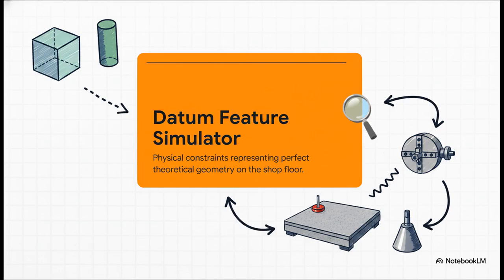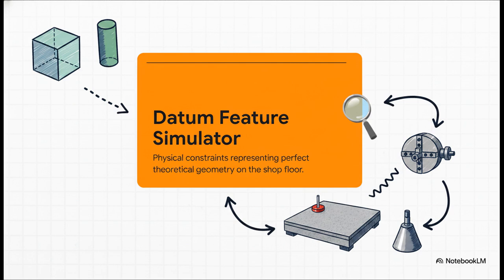Now, I'll be honest, this is a concept that trips a lot of people up because it bridges 2 fundamentally different worlds. On one side, we have the theoretical perfect geometry, the flawless, mathematically pristine planes and cylinders that only exist inside your CAD software. But out on the shop floor, physical perfection just doesn't exist.